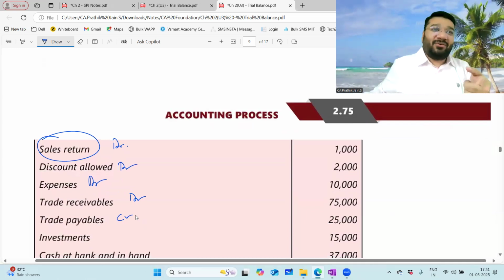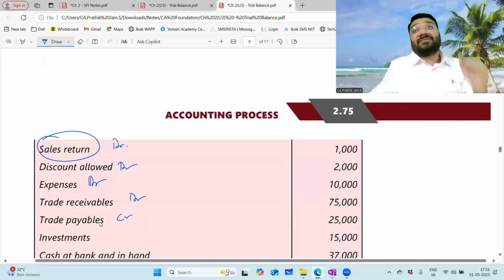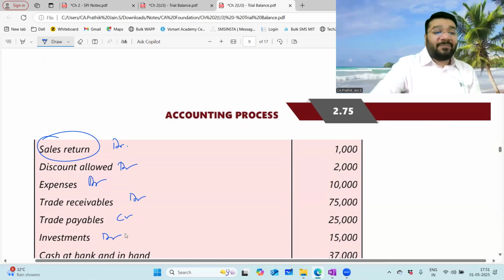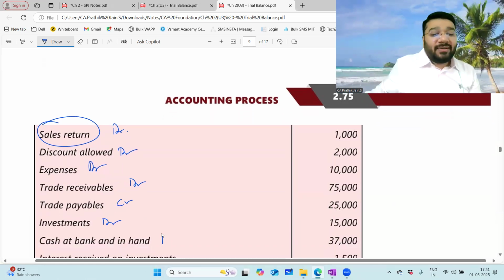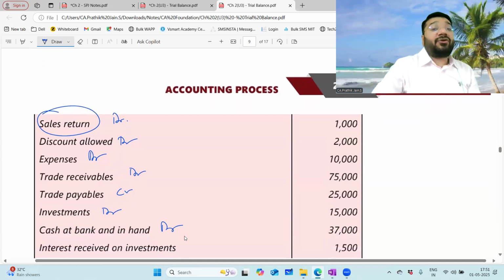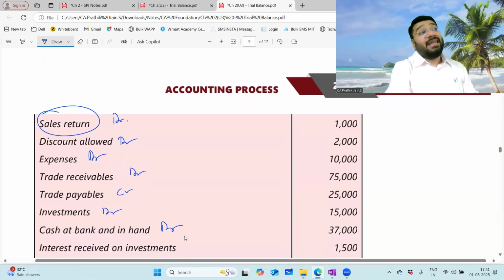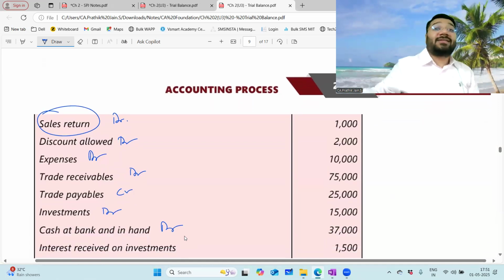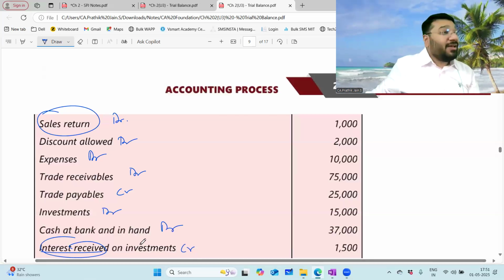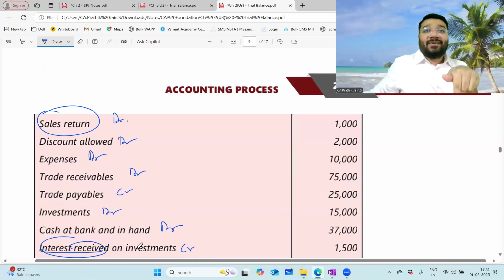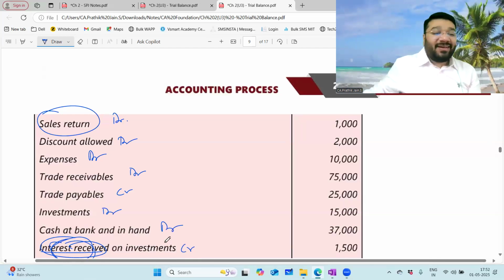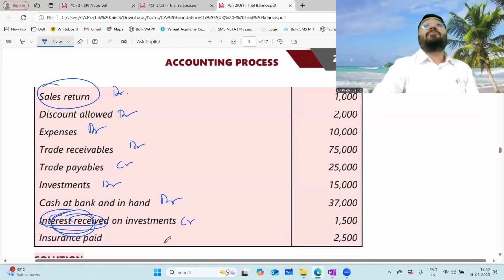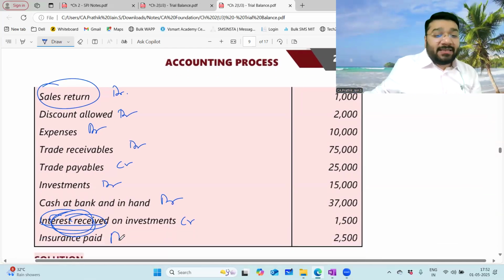Creditor. Liability. Okay. Investment. Asset. Debit. Cash at bank and in hand. Asset. Debit balance. Interest received on investment. Income. Income is credit balance. Who said debit? Interest received is income. You focused on investment, the main hero with money. Interest received is income. Credit balance. Insurance paid. Expense. Debit balance.